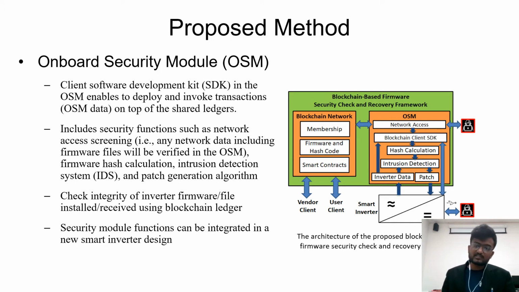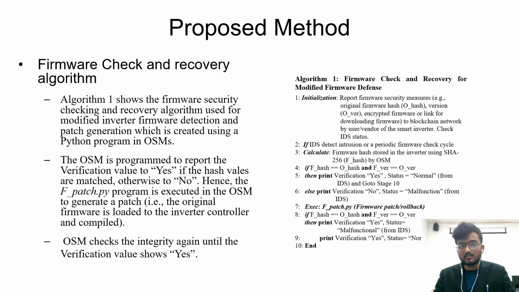What the blockchain network does is compare both of the hashes, the hash that has been received from the user and the hash it has already received from the vendor. If they both match, it is going to say the authentication is true, the validation is yes, and the status is normal, as you will see in the further slides. So this is all about the OSM, and there is an algorithm which we have developed for this firmware check and recovery.